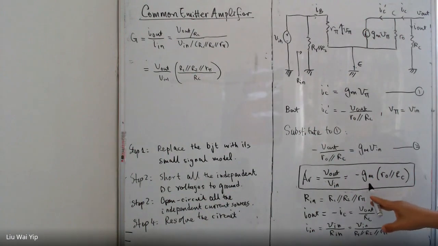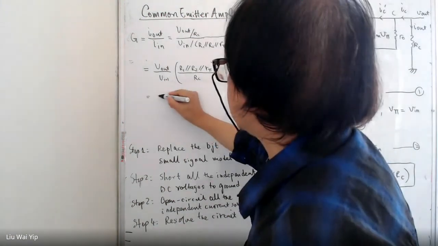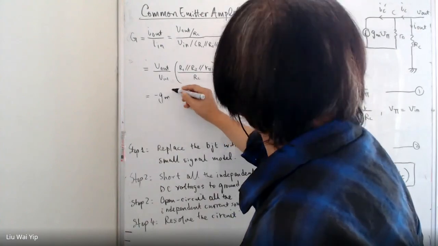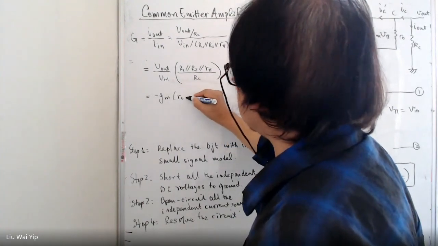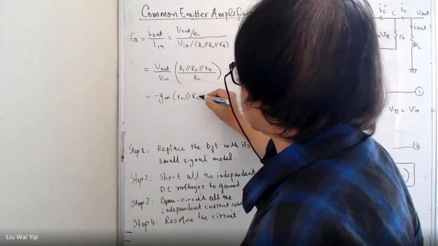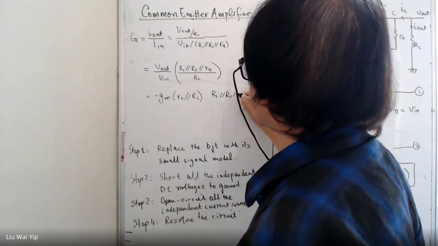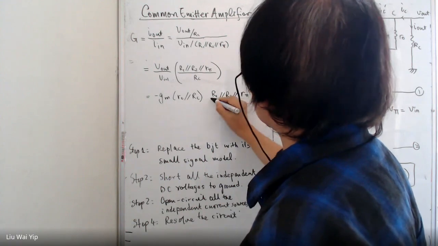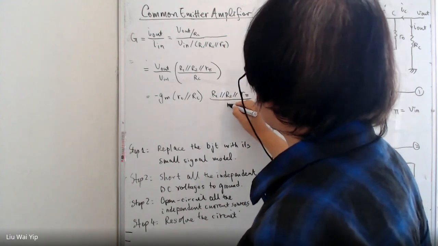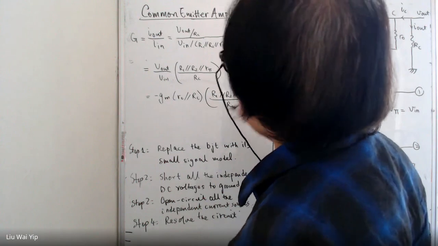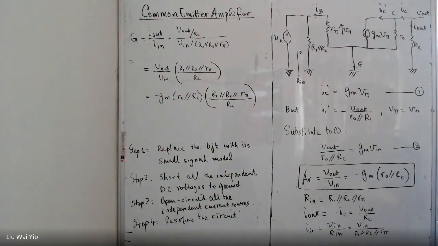It's going to be downhill now. V out divided by V in can be found from here. So it is that simple.